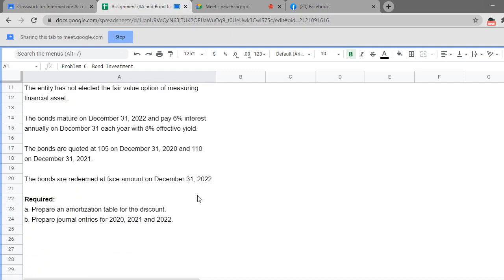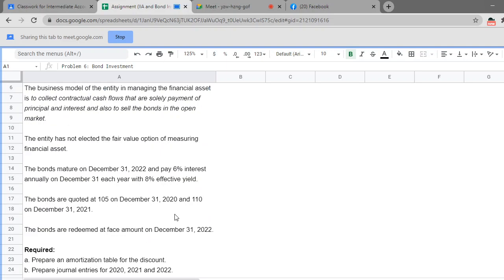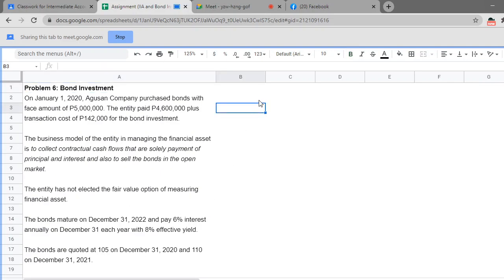Requirement number 1, we are going to prepare an amortization table for the discount. We still amortize even with fair value through OCI. Yes, because this is a bond investment, but at the same time it uses the fair value through OCI nature. So the two natures are merged. Okay, so let's first prepare a table of amortization.